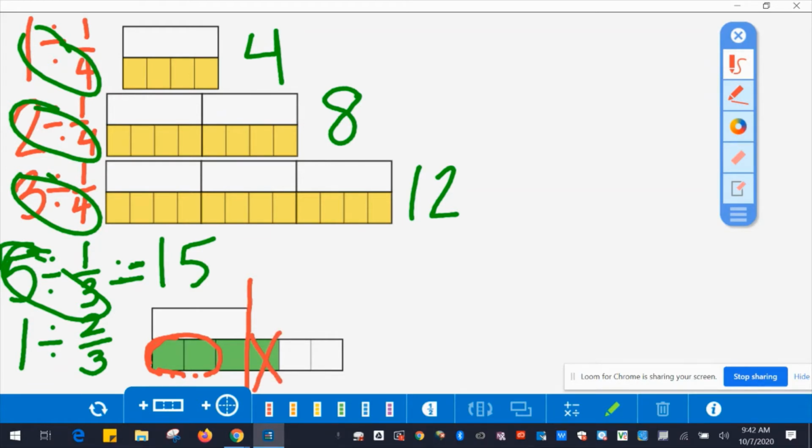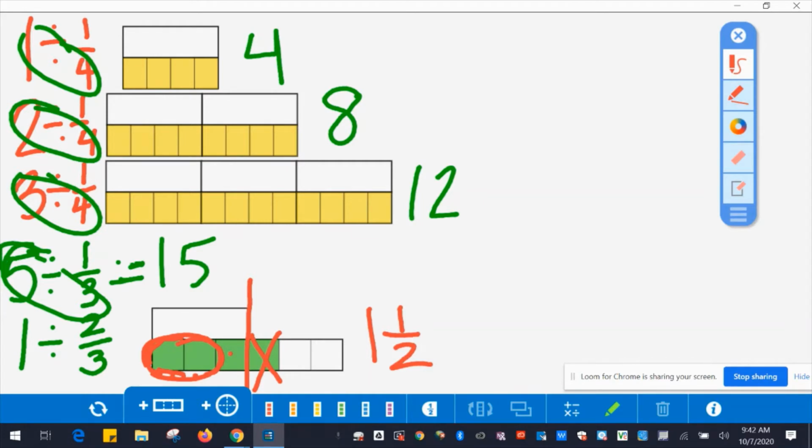So how much of the 2/3 is still here? This would be 1 out of 2 pieces, right? 1 out of 2, which would be 1/2. So we'd have 1 whole group and then half of a group. So what is 1 divided by 2/3? There would be 1 and 1/2 pieces of 2/3.